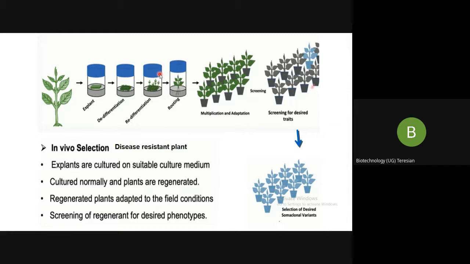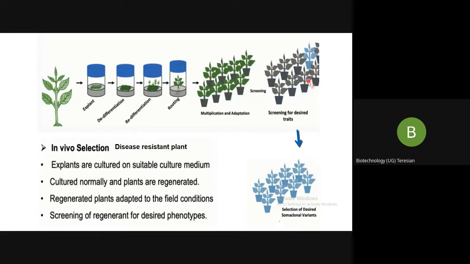We provide shooting nutrient, the hormone and rooting hormone, and we multiply these plants in the greenhouse. That is, they are undergoing hardening. After that, we are screening this entire plant. Here we are particularly interested in disease resistant plants. So I'm screening to see if they are resistant to a particular disease, maybe the disease is Z.